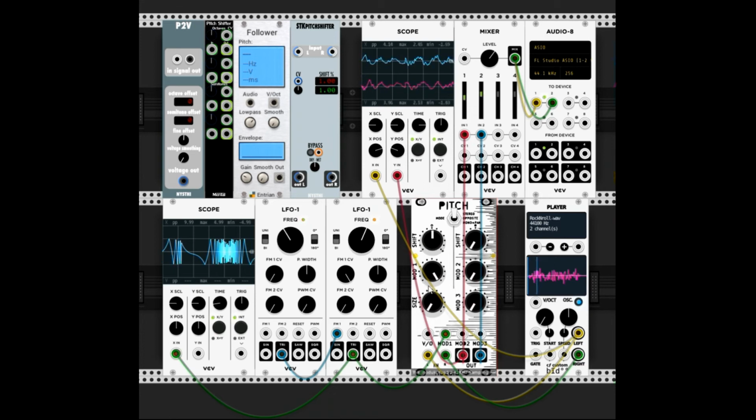Yeah, I forgot to mention, well, I think it's clear, that I'm modulating the amount of pitch shift by the outcome of these two LFOs, of course. And I can, of course, modulate, adjust the amount of modulation.